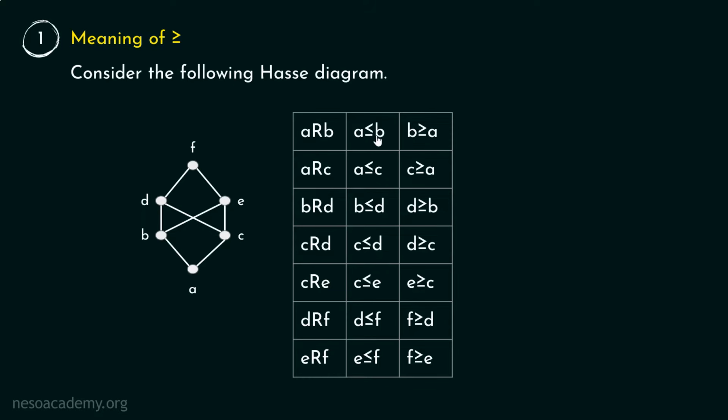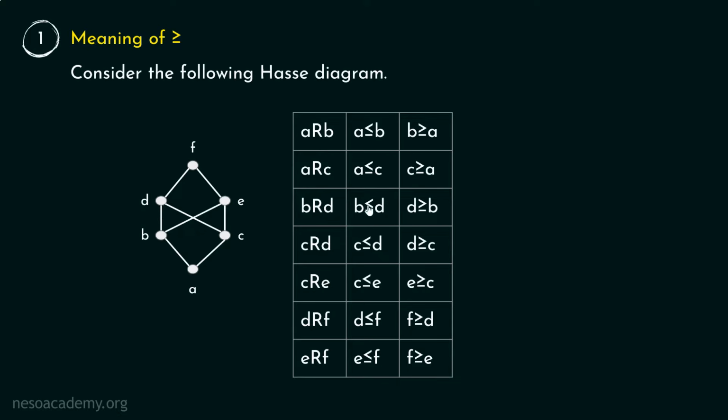Actually, you can imagine this in this way. A less than or equal to B means that there is an edge between A and B and A is below B in the hasse diagram. This is how you can imagine, right? A is below B and there is an edge between A and B, therefore A is less than or equal to B. Similarly, when we say A is less than or equal to C, then we mean that there is an edge between A and C and A is below C in the hasse diagram. In the similar way, B is less than or equal to D because B is below D and there is an edge between B and D, and so on, right?